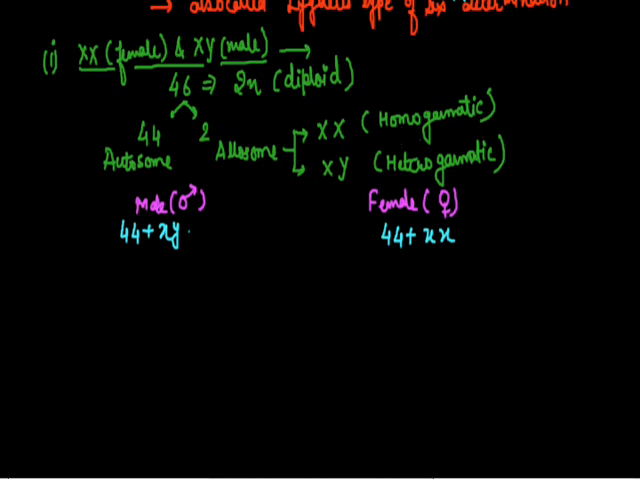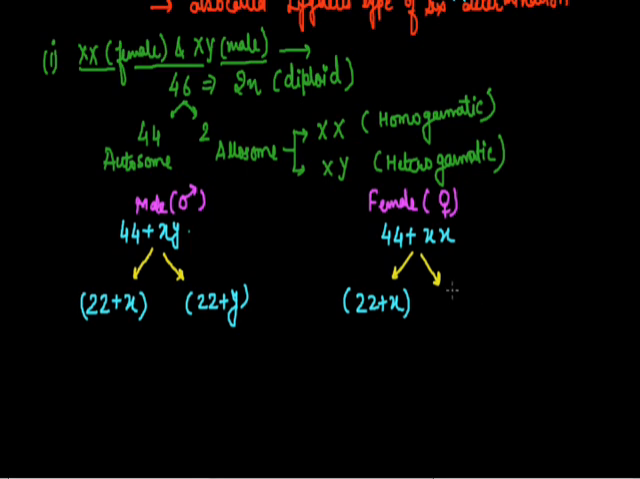Now when gametes are formed, they are further classified. Male will form two different kinds of gametes. We know very well gametes are always haploid in nature, so one is 22 plus X, and another gamete is 22 plus Y. While in the case of female, she will form the same kind of gamete, which is 22 plus X.